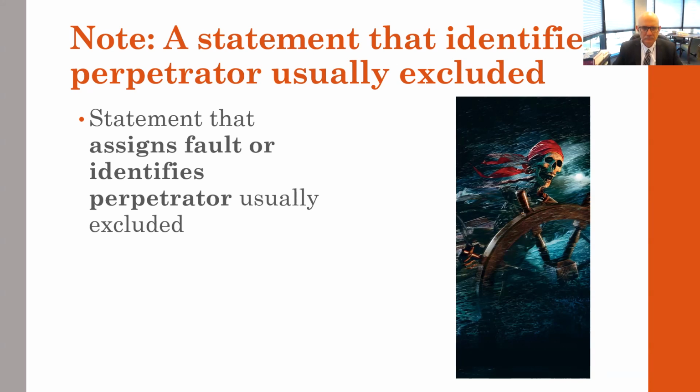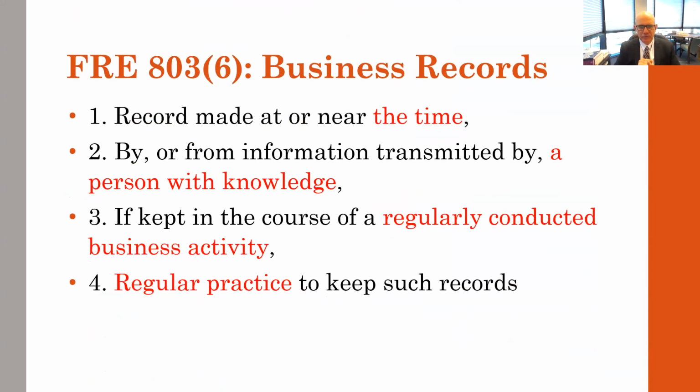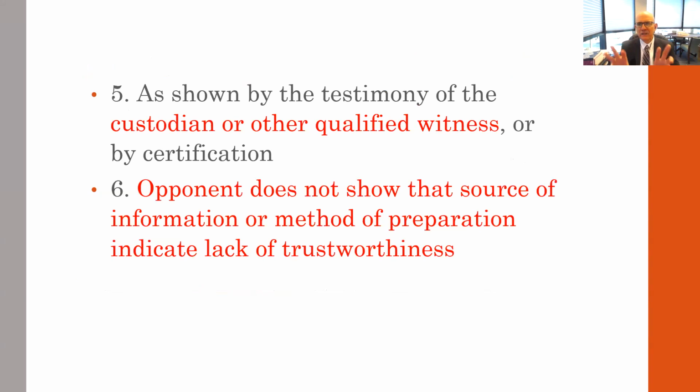Now, another obvious exception that is very important is business records. For a record to qualify, it has to be made at or near the time, prepared or transmitted by a person with knowledge. It's got to be kept in the course of regularly conducted activity, and it's got to be a regular practice of the business to keep such records. The key thing for us, if we're trying to oppose it, is trying to show that the source of information or the method of preparation indicates lack of trustworthiness.